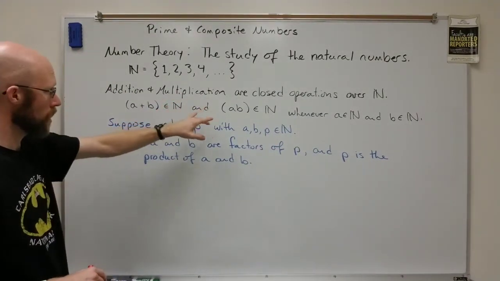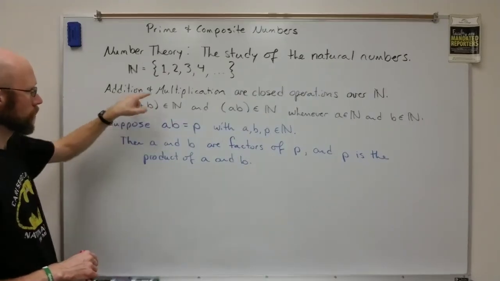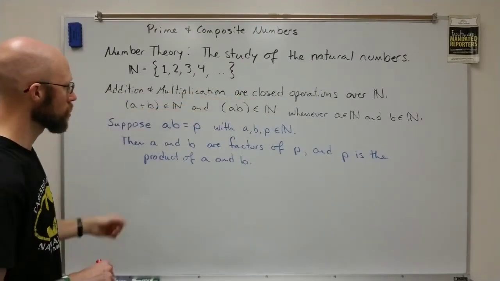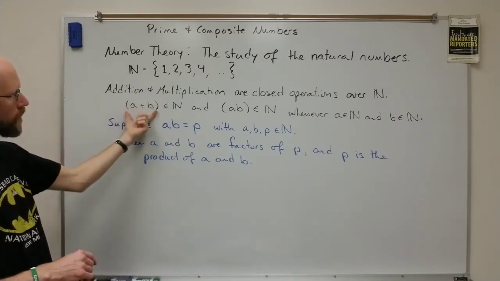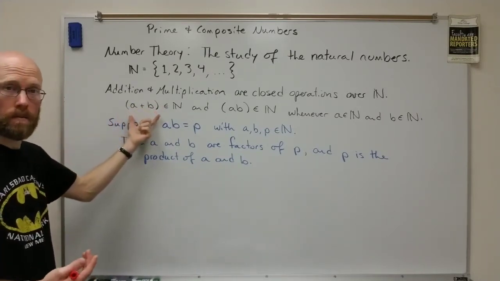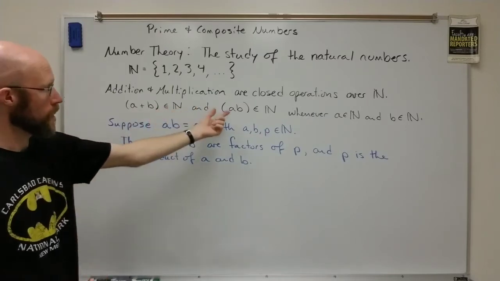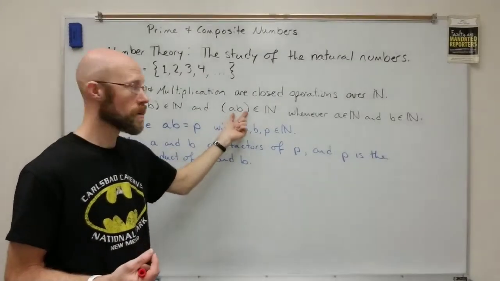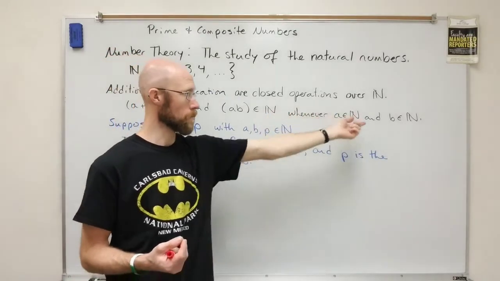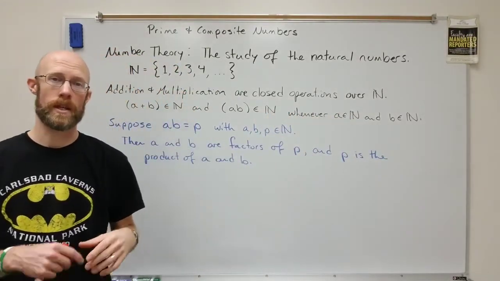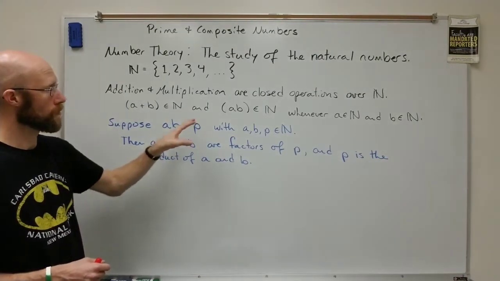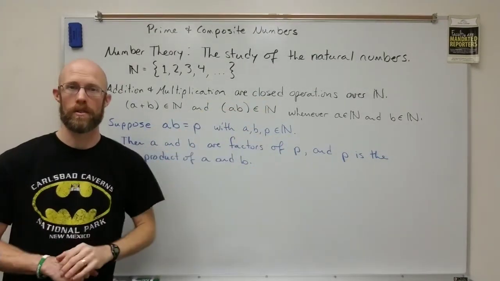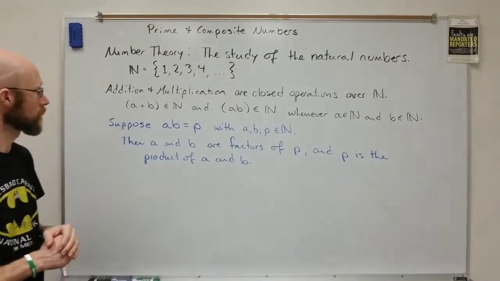But here I have a description of the closed nature of those operations. A plus B, the sum, is a natural number, and A times B, the product, is a natural number whenever A and B are both natural numbers. So that's the mathematical description of the closedness of addition and multiplication.